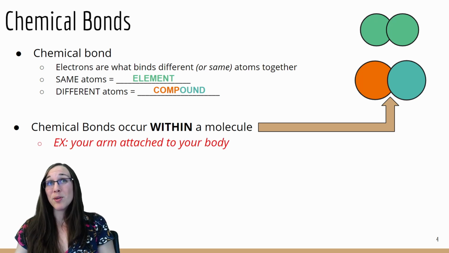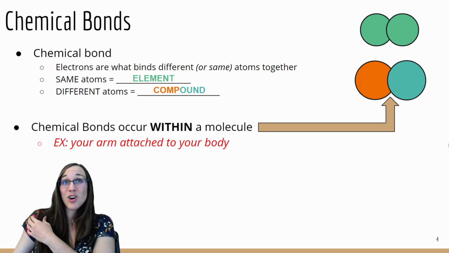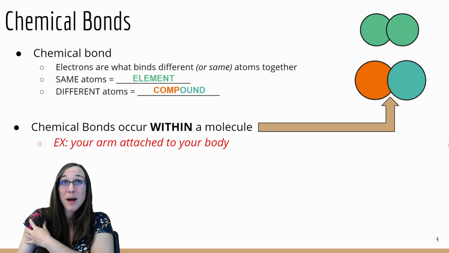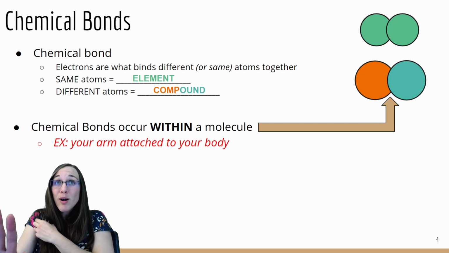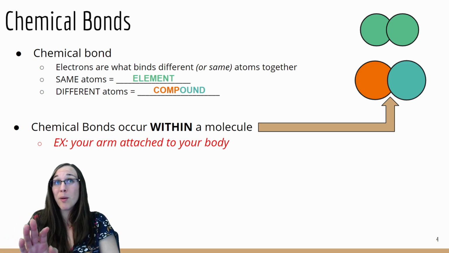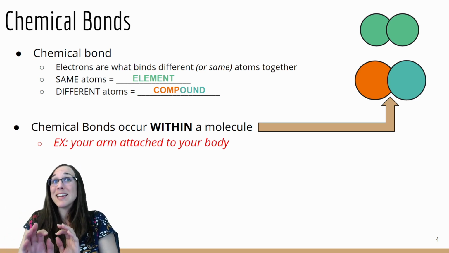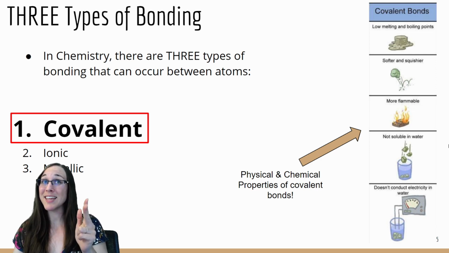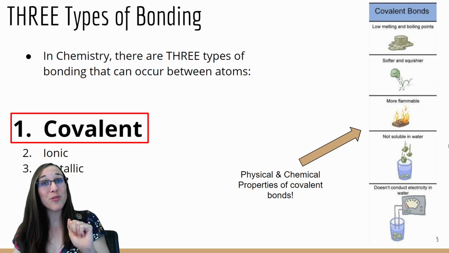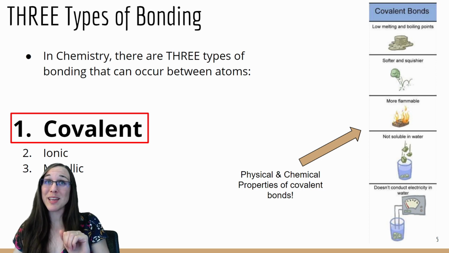So for example, a chemical bond would be the fact that your arm is physically attached to your body. That's the bond to your body. However, if you were to push on another person with your arm to their body, that would be like an intermolecular force. In chemistry, there are three kinds of bonds that we talk about. That's covalent, ionic, and metallic. However, we're starting off with covalent, and that's all we will be talking about for right now.